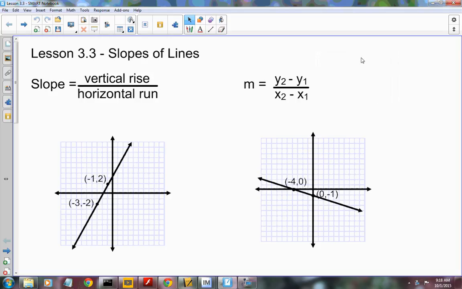So today we're talking about slope. This is something that you guys covered pretty significantly last year. Slope is the steepness of a line, and it is considered the vertical rise over the horizontal run.